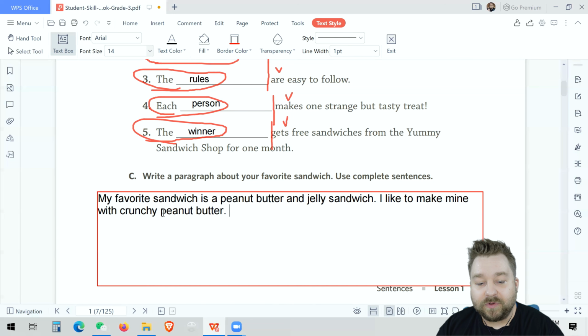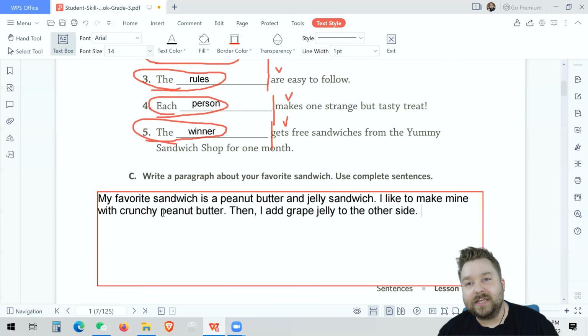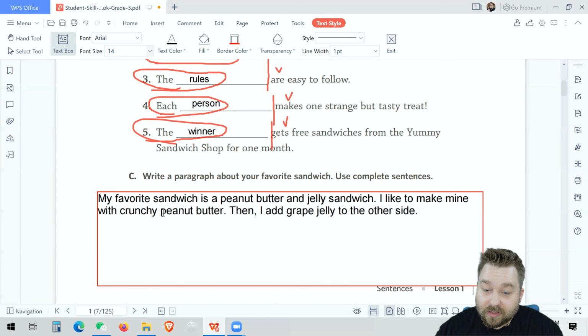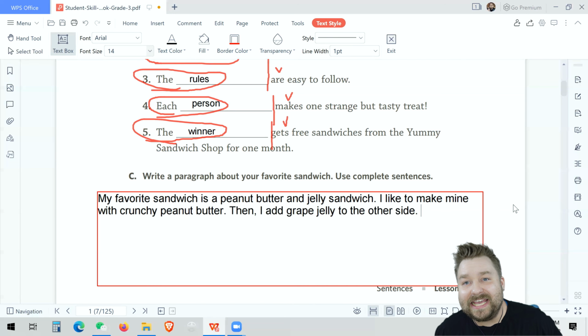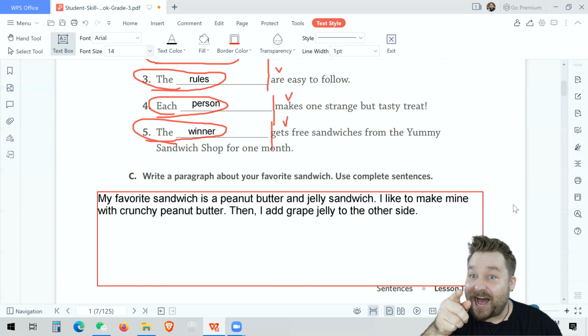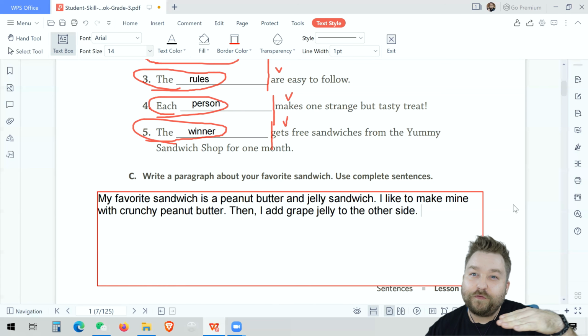I like to make mine with crunchy peanut butter. Then I add grape jelly to the other side. See, now it makes sense, right? If I read it through, I like to make mine with crunchy peanut butter. Then I add grape jelly to the other side. See how it goes together. It's almost like I said two sentences at the same time. Ah, that's how you make these things flow.